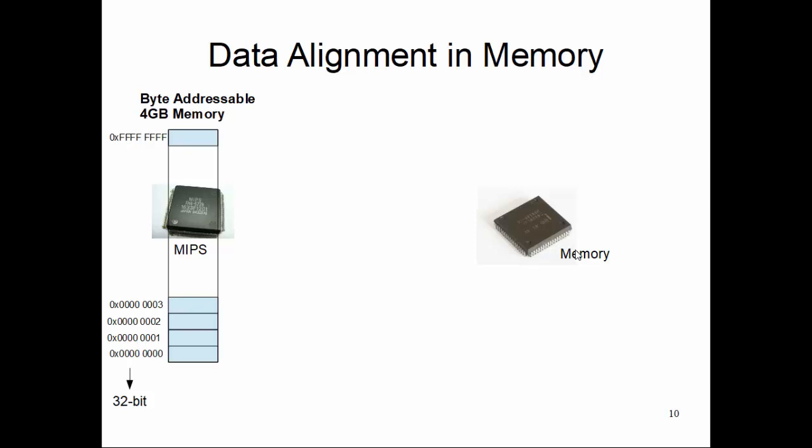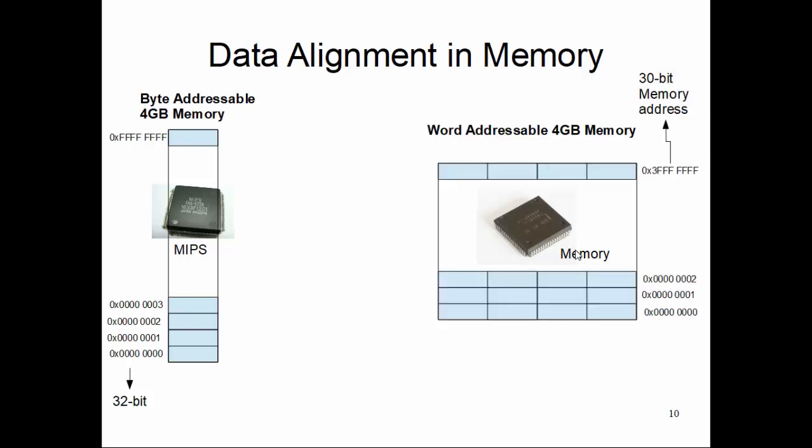Now memory as an electronic device is always word addressable. One read gives you one complete word. Now we are using a word addressable 4 gigabyte memory, but MIPS thinks that whatever memory it is interacting with is a byte addressable 4 gigabyte memory. So that means your MIPS is issuing a 32-bit address.